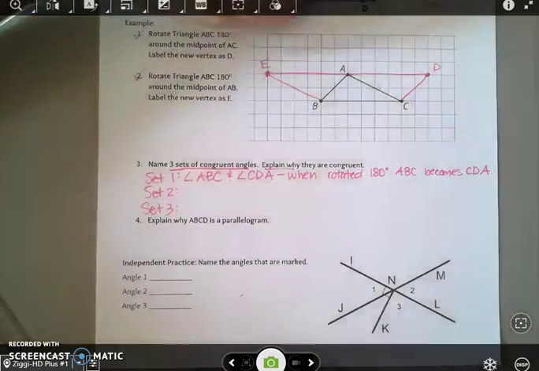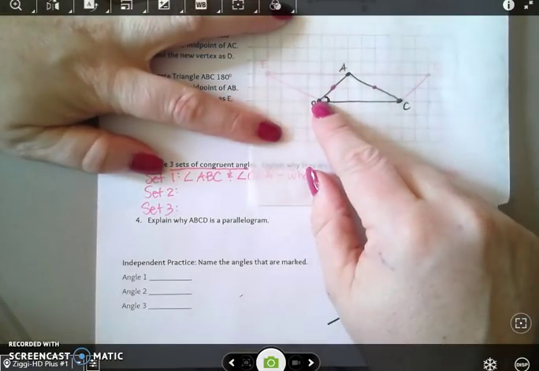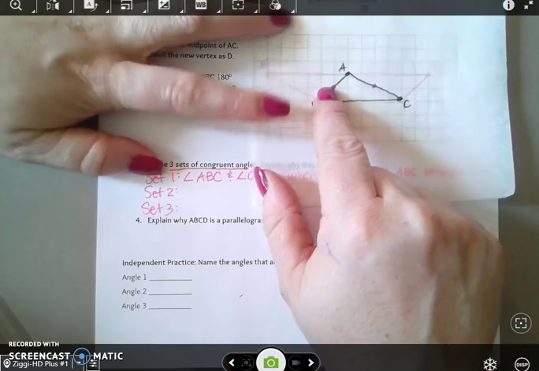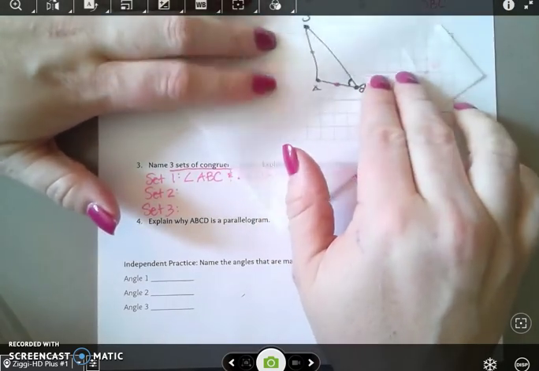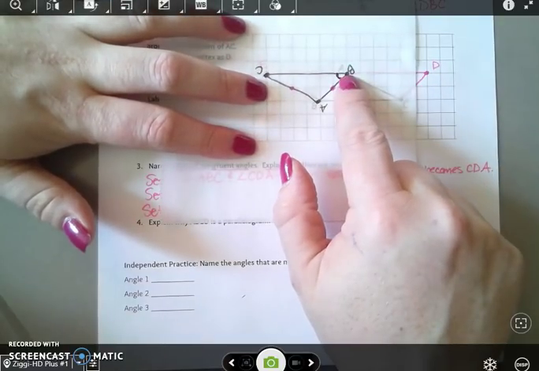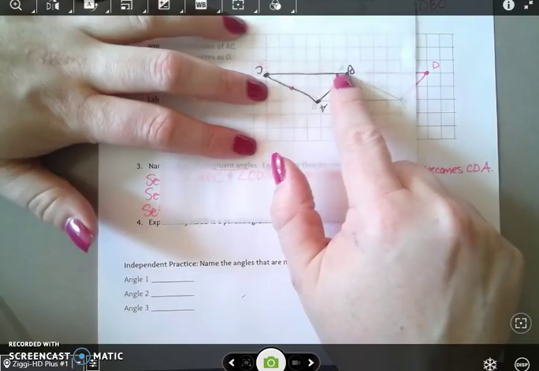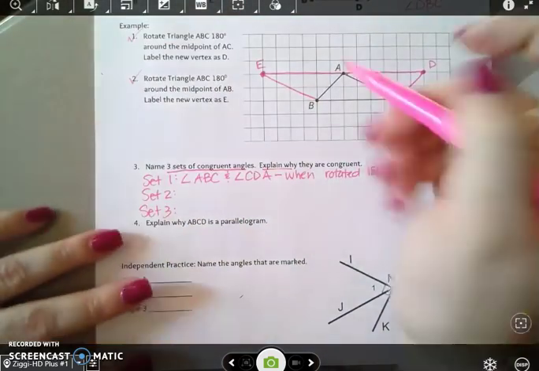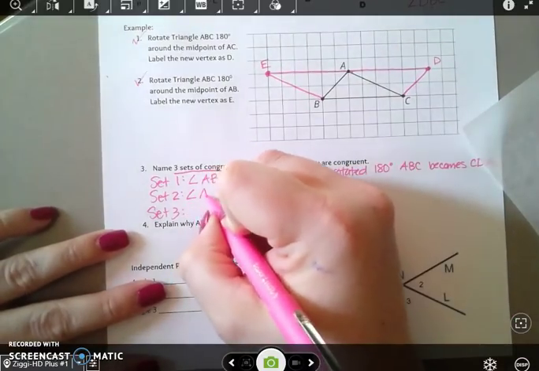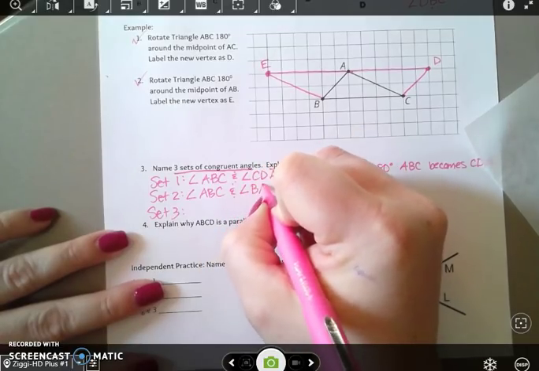So let's find a second set. Let's go back to our tracing paper. Let's still focus on ABC because we also rotated and created another triangle. So let's see what happens when I rotate 180 degrees around that midpoint. What angle is now where ABC is? Well, let's move our tracing paper, because it's this one right here. So we end up with BAE. So angle ABC is also congruent to angle BAE.